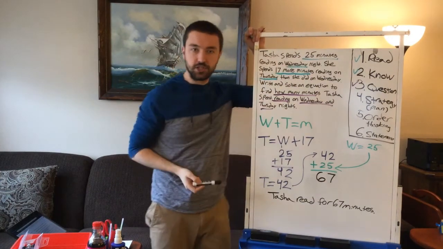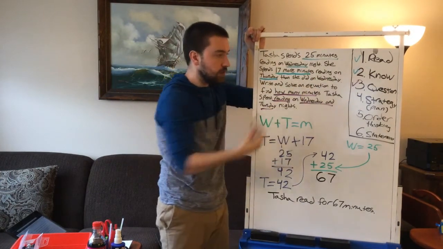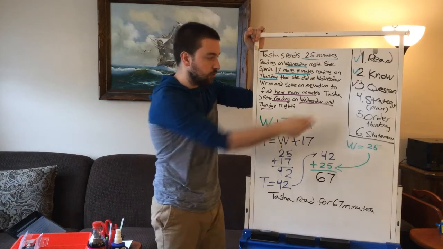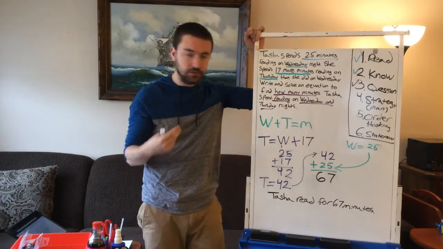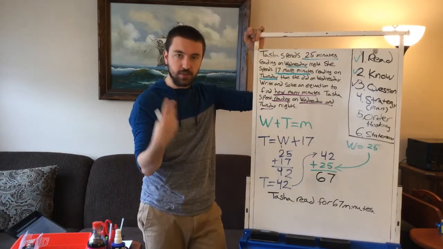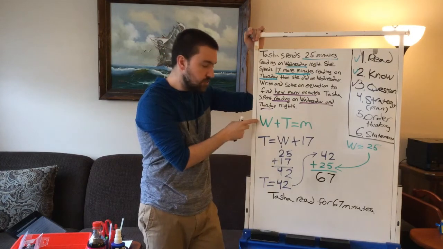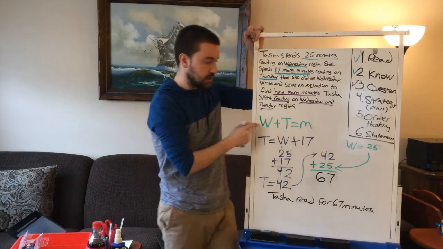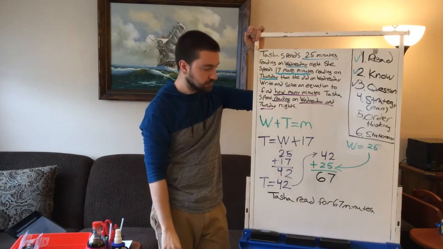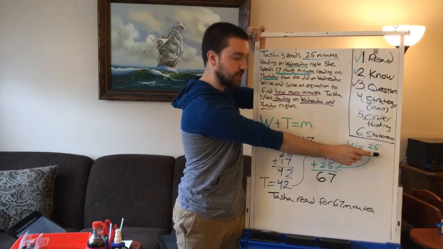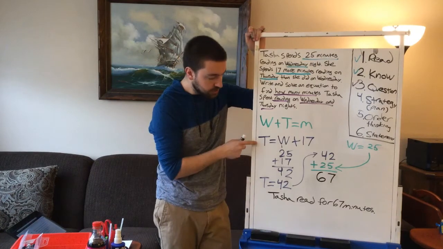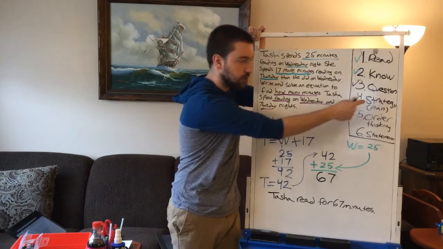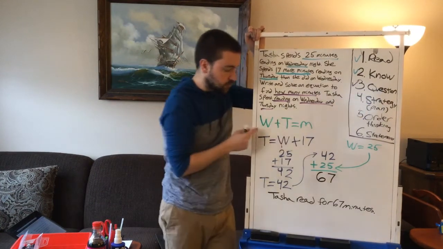we read the question, we figured out what we knew, we reread our question to figure out what we were trying to find. Then we strategized, we came up with our plan. We knew that this is what we needed to find. Wednesday plus Thursday would give us our minutes. They already told us what Wednesday was. So we needed to figure out what Thursday was. This was our strategy, this was our plan, this was our order of thinking.